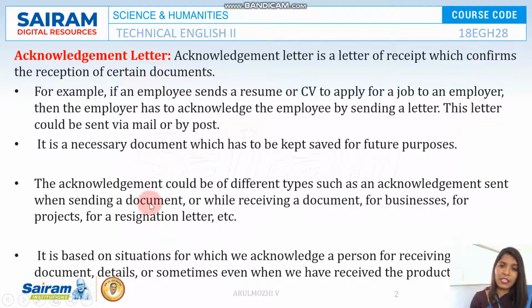This acknowledgement letter could be of different types. It could be for receiving a document, for a business or a project, or for a resignation letter. It could be anything, so it is based on the situation for which we acknowledge a person for receiving a document, detail, or sometimes even a product. So the acknowledgement letter differs according to the context.